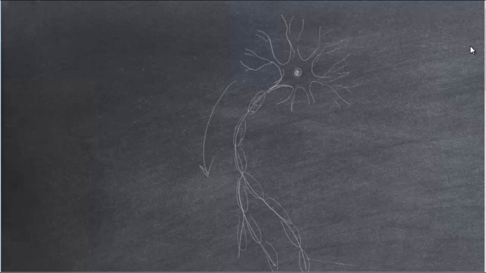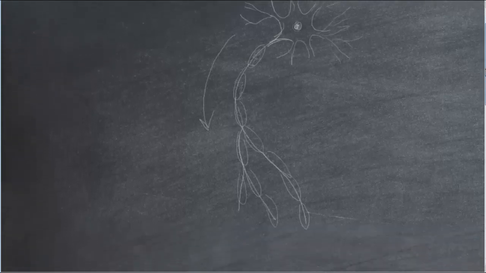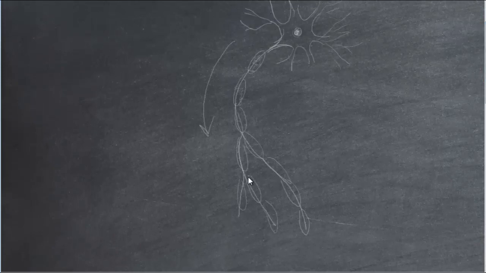So I'm going to move this down a little bit here so we can get the full view. Okay. All right, let's continue drawing. Now, this alpha motor neuron, as we said, it's going to be attached to muscle fibers. So let's draw in some muscle fibers right here. Make sure we know exactly what we're looking at. So these are our little muscle fibers.